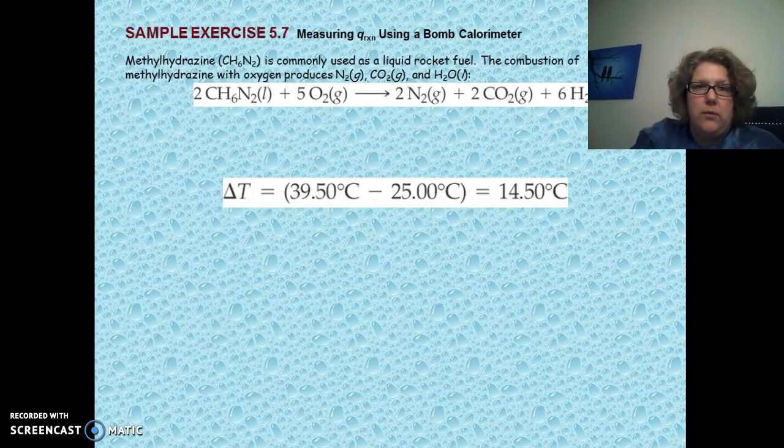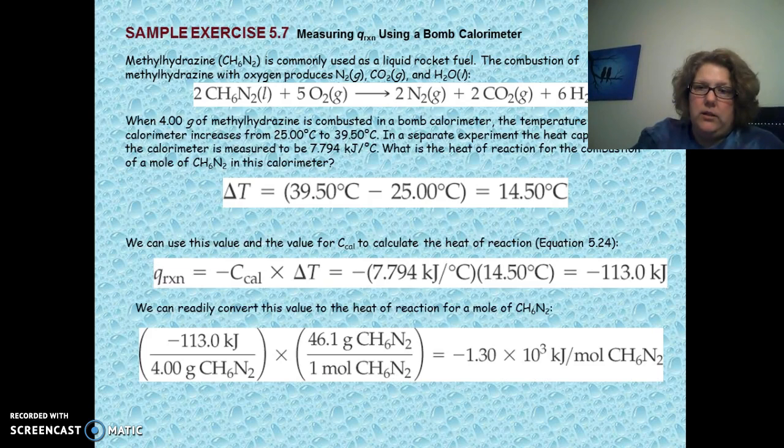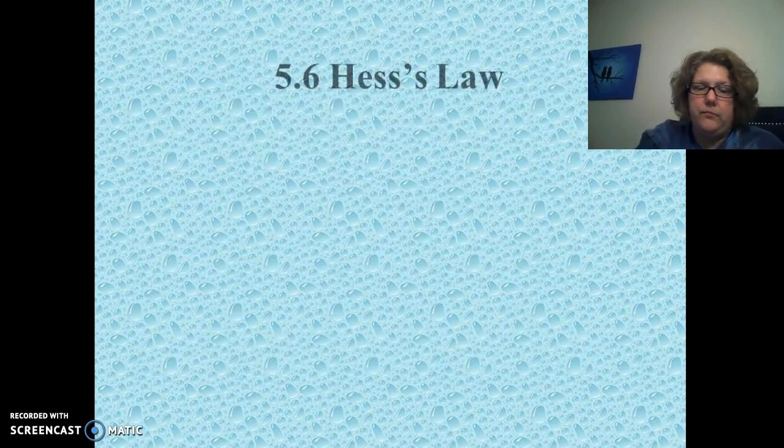All right, here's another one regarding rocket fuel that we can do in class. All right, that's it for now on calorimetry.